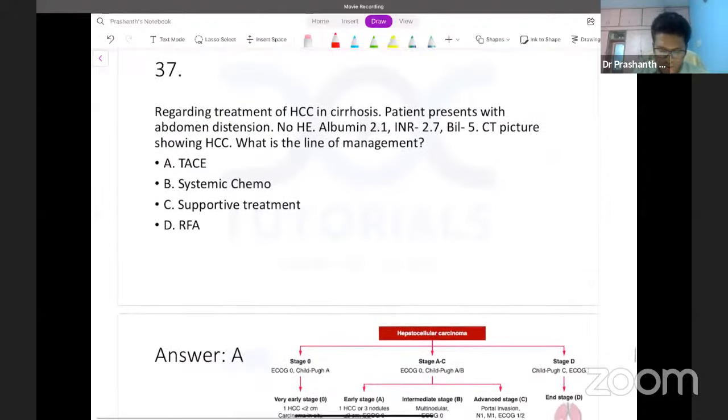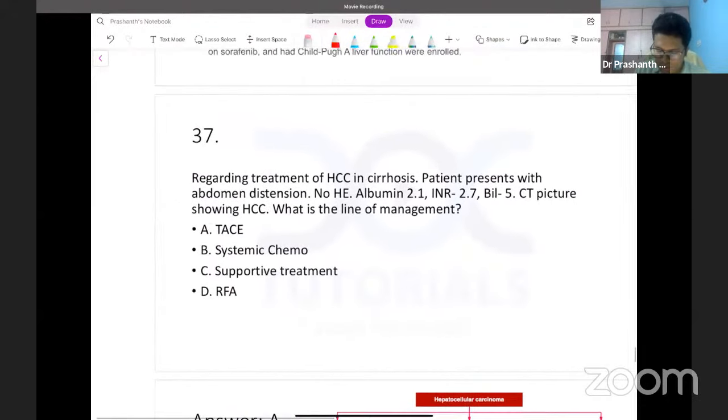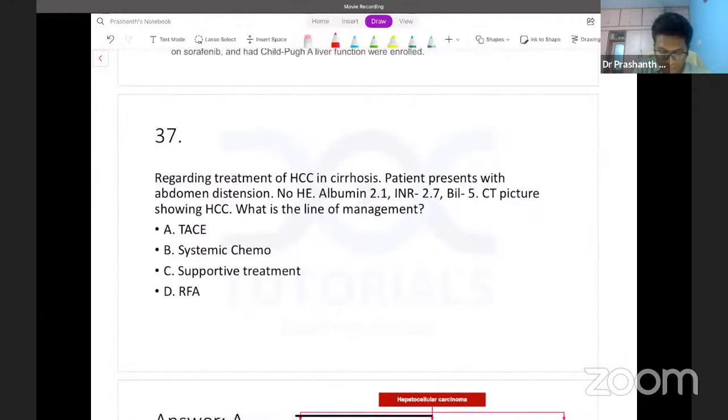Okay. Next is regarding HCC and cirrhosis. You have a patient with abdominal distension. I'm not sure whether it was ascites or some mass. There is no HE. Albumin is 2.1, INR is 2.7, bilirubin is 5, and CT showed HCC. What is the next line of management? A, systemic chemo, supportive treatment, and RFA. Definitely it's not RFA because the patient's condition is not good.